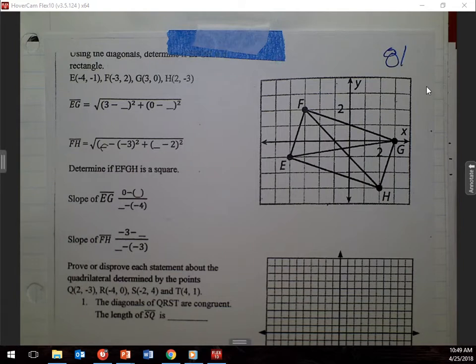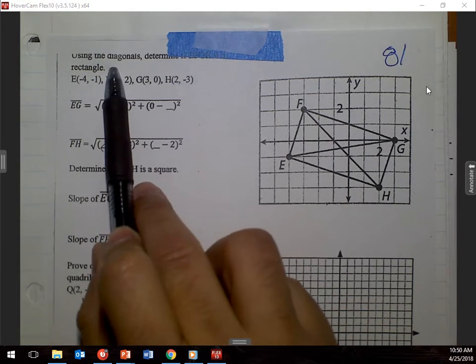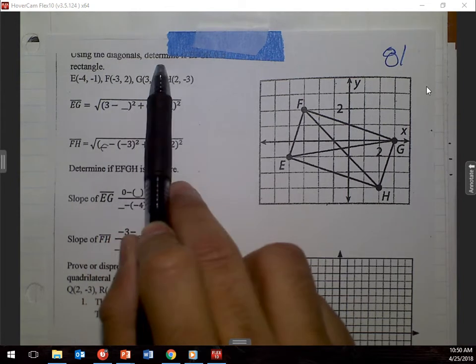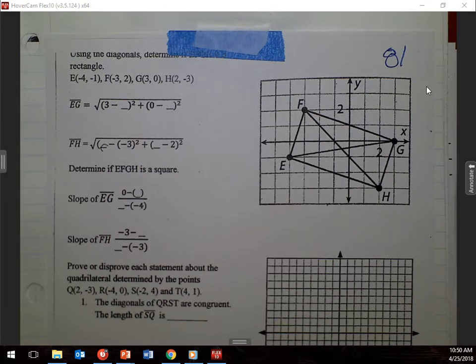All right, listen up, you guys. Now, we're going to go through and actually classify quadrilaterals by sides, slopes, and diagonals. We're going to reference back in our notes a couple times for a couple different things here. So, for this one right here, we're going to use diagonals to determine if this is a rectangle or not.